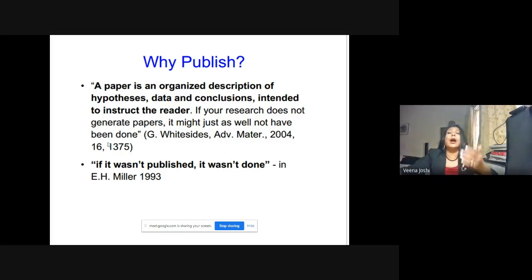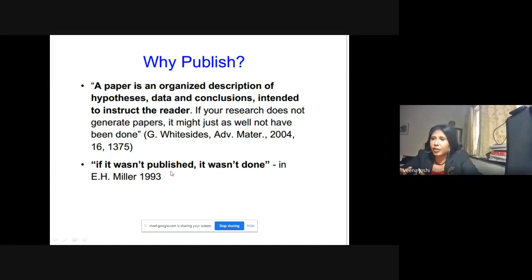So after you get your PhD... what's the time now? I don't know what's the time. Can you tell me what's the time? 5:46. So I have got till 4:30. 5:06. Oh my God. Okay. I need to finish quickly.